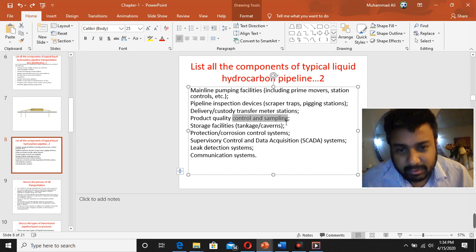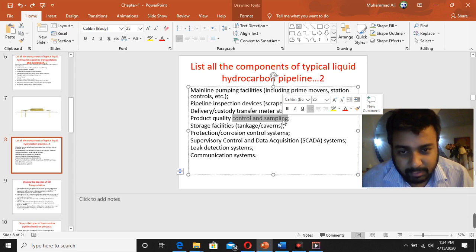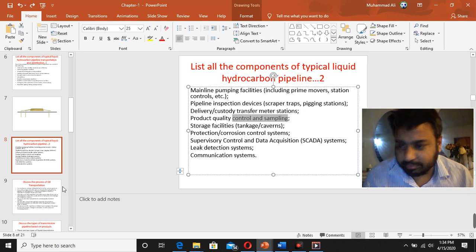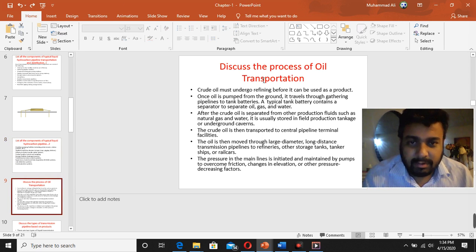We have to make sure what kind of oil we are sending for sampling purposes, to know its composition, to know its water content. We must know what's going on in this one. Well, how does the process go on? First of all, we need to look at the process.